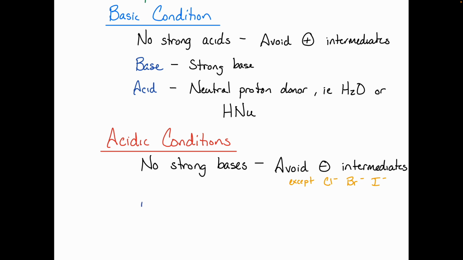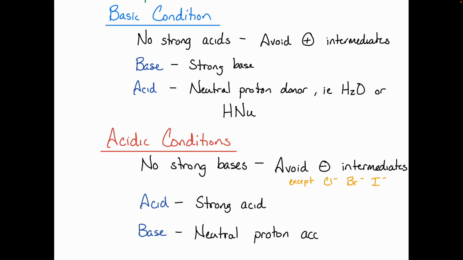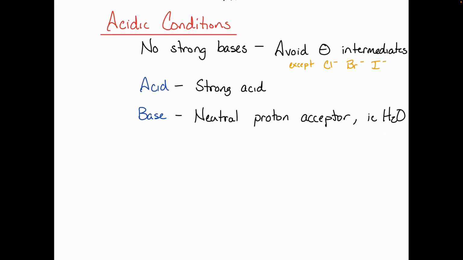So if we need an acid, then great, we can use our strong acid. But if we need a base, we're going to need to use a neutral proton acceptor. Water would be a good example, or again, even a protonated nucleophile. As long as it has a lone pair of electrons, it can accept yet another proton.